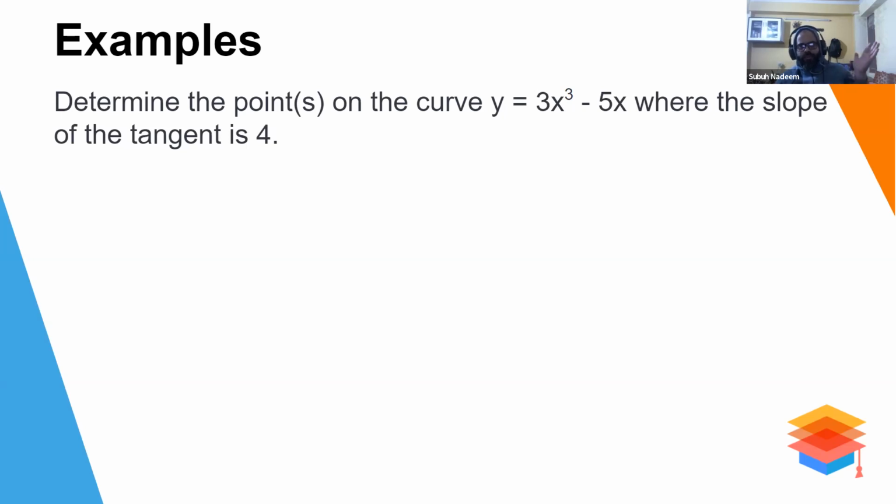So it may be possible that you get 1 point. It may be possible you get more than 1 point. So that is why in bracket S was given, point or points. So there are 2 points. One is 1 comma minus 2, one is minus 1 comma 2. And in these 2 points, if you draw a tangent, you will get that its slope is 4.